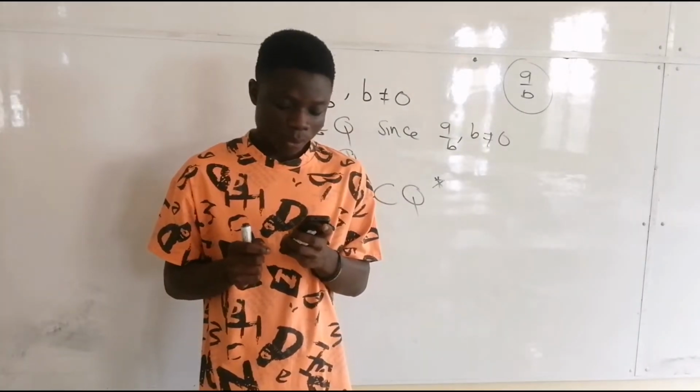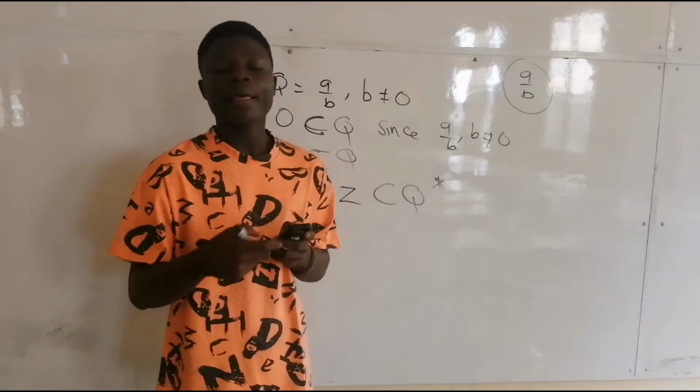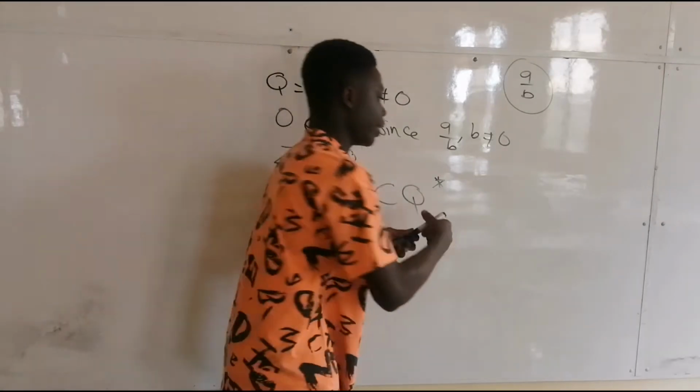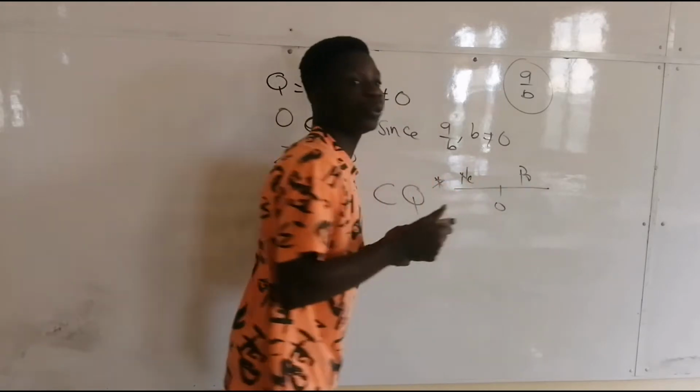Yeah. So you know how to represent integers on the number line. So we just write the number line and represent. So this is the number line, and A becomes 0. This is the negative, and this is the positive. You should know that, right?